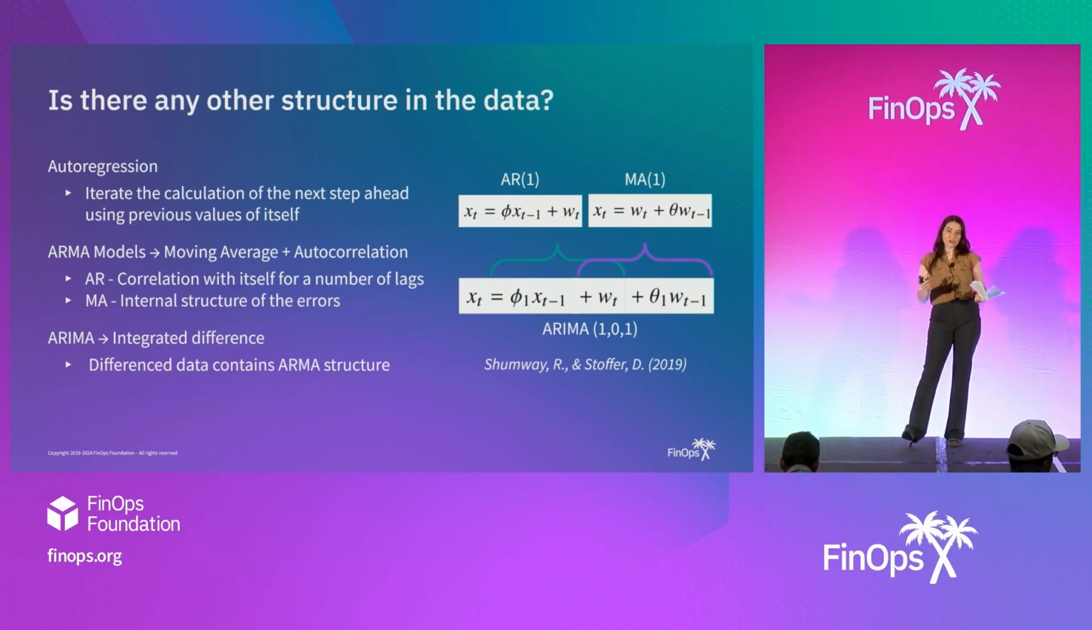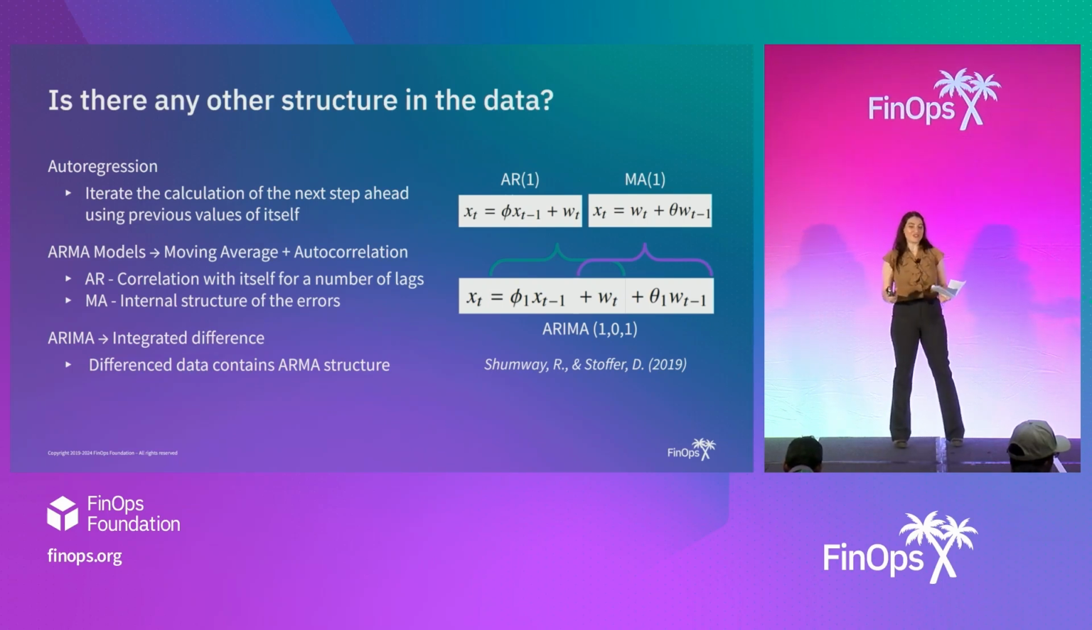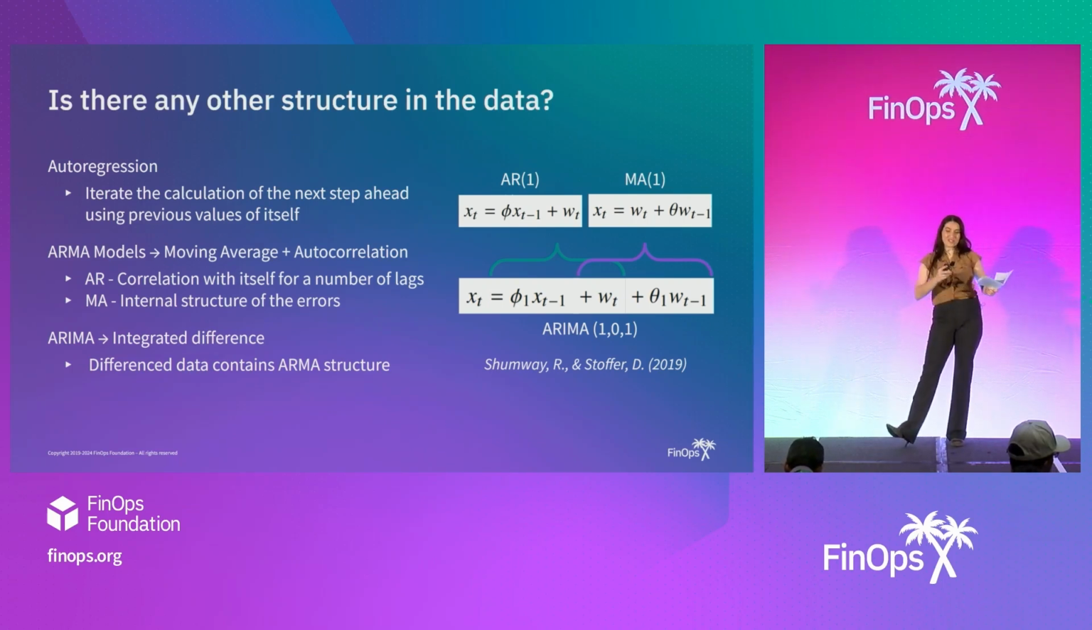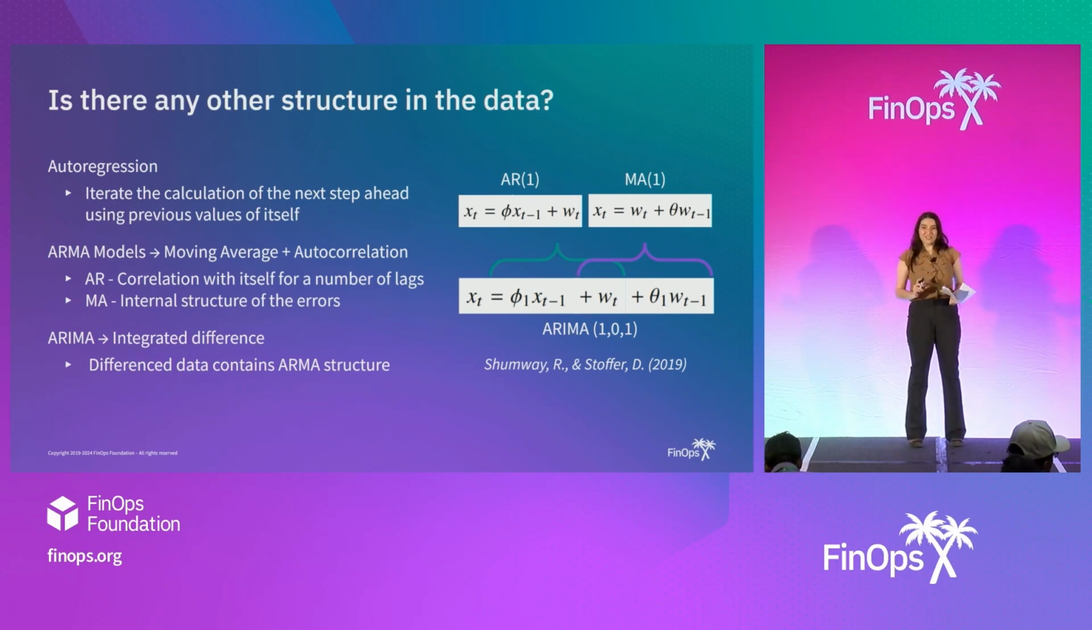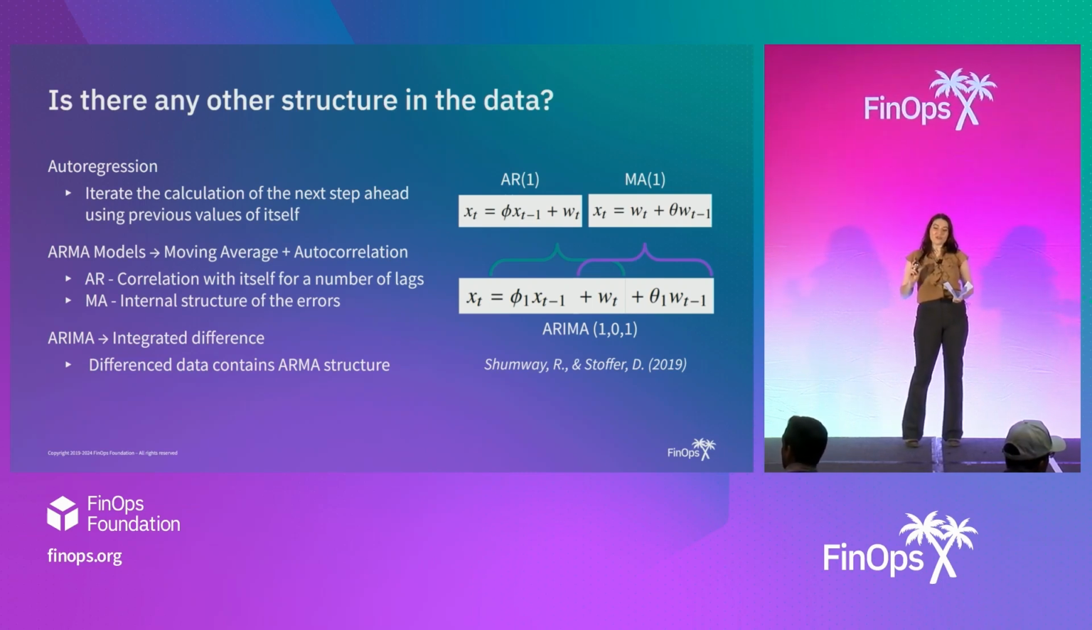It would be called ARMA if we have just the AR and MA, but there's also something called the integrated difference, which I also don't have time to go into. But if you're interested, you could just know that the differenced data contains an ARMA structure. And so when we put it together in this model, we have our ARIMA 1, 0, 1. 1 for the AR, 0 for the integrated difference because we didn't consider that, and then 1 at the end, again, for the moving average.